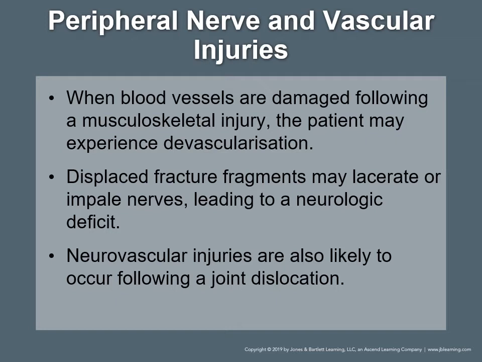Peripheral nerve and vascular injuries. When blood vessels are damaged following a musculoskeletal injury, the patient may experience devascularization. Neurovascular injuries can occur additionally. Critical structures typically lie deep within the limb and close to the skeleton. Displaced fracture fragments may lacerate or impale nerves, leading to a neurologic deficit. Neurovascular injuries are also likely to occur following a joint dislocation. It is important to assess and reassess pulses, control bleeding, and maintain adequate intravascular volume.